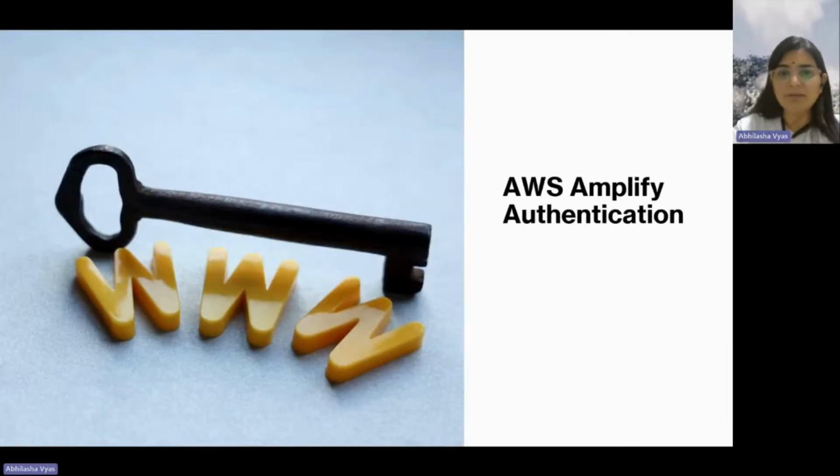So when we talk about AWS Amplify authentication, we have several authentication options for front end, such as Amazon Cognito, and social providers such as Google and Facebook. And these services allow us to authenticate users securely and manage their identities as well.